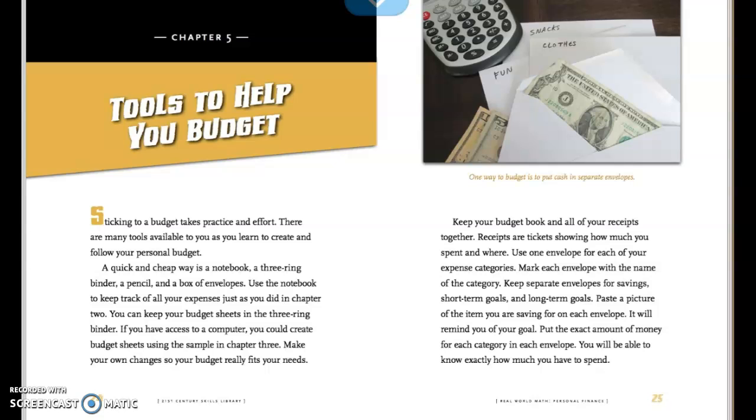Use one envelope for each of your expense categories. Mark each envelope with the name of the category, and keep separate envelopes for savings, short-term and long-term goals. Paste a picture of the item you are saving for on each envelope. It will remind you of your goal. Put the exact amount of money for each category in each envelope. You will be able to know exactly how much you have to spend.